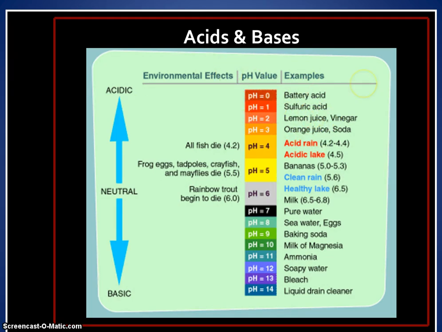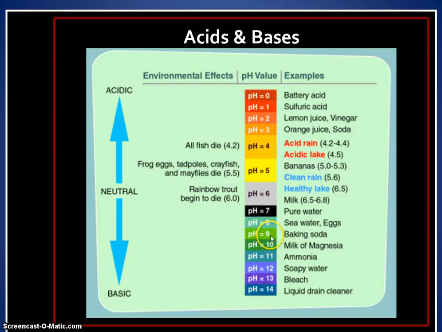Acid rain, and maybe a lake with some acid in it from that acid rain, is going to be a pH of 4. Unfortunately, at 4.2, all the fish are going to die. We don't want that to happen, right? And a pH of 5, you might have bananas, some clean rain, right? But still going to be killing some animals. Not good. We want the pH of our water to be 7 or above, so we're not killing these animals, right?